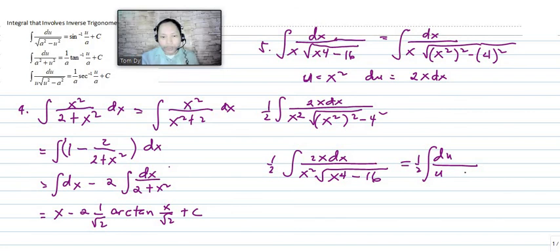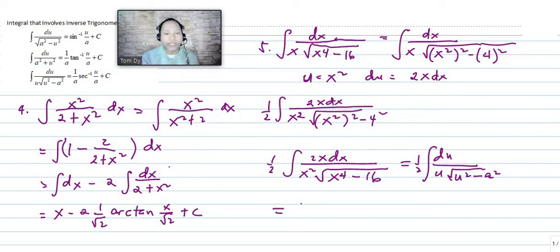So we have u, and then the square root of u squared, since x squared is equal to u, minus 4 squared, which is supposed to be a squared. If you look at this, du over u times the square root of u squared minus a squared.